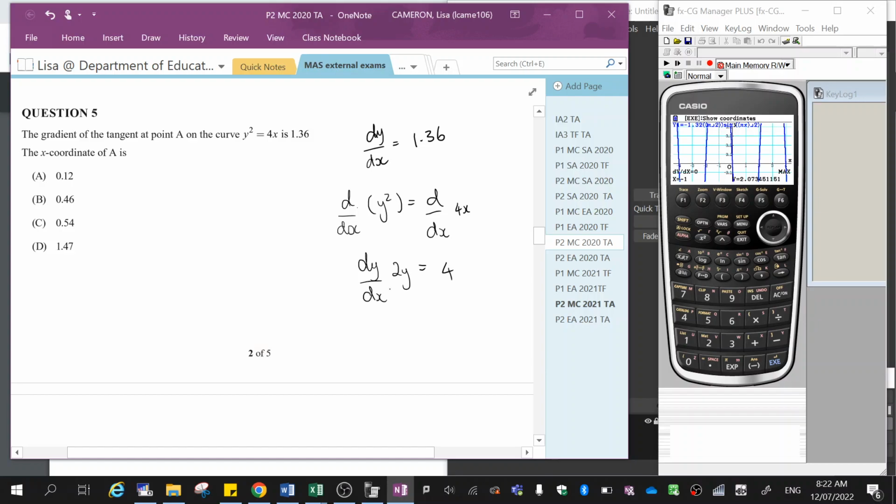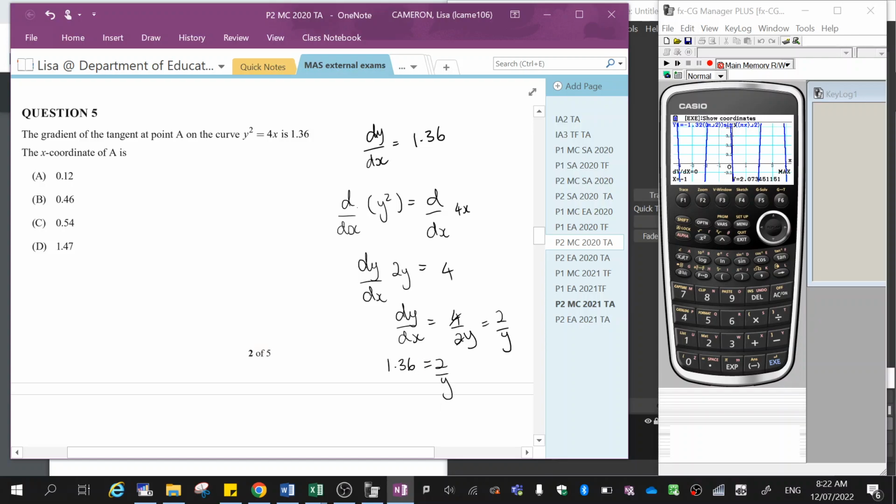Now I can move this away so we will have a gradient function. Okay, and then they will cancel out and I'm left with 2 over y. So that's nice. Now the next thing we can do is replace this section here with 1.36. It tells us what the gradient is at that point. Now when I do this, I'm going to be solving for the y coordinate. So 1.36 is equal to 2 over y.